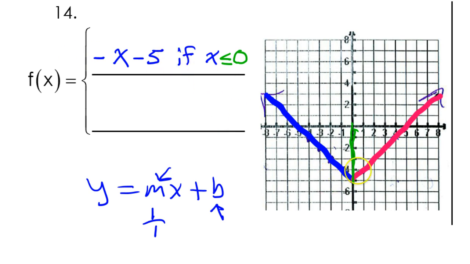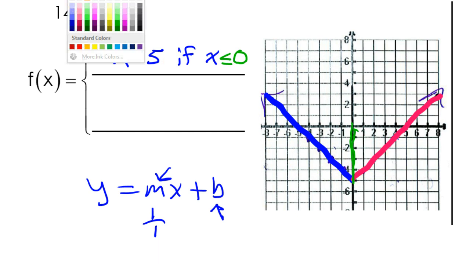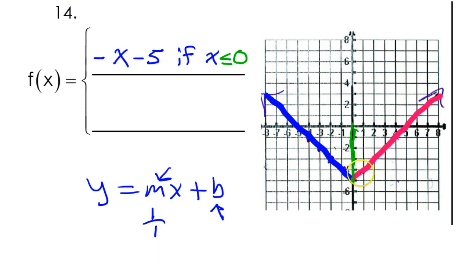So now the pink function comes, and it's almost the same thing. But this time it's going up 1 over 1. So that's going to be positive x. It still has a y-intercept of negative 5, so I'm going to put minus 5.